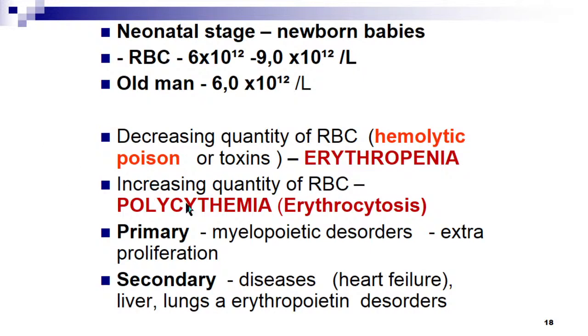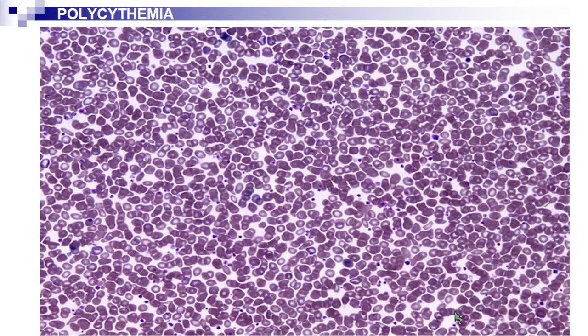Increasing the quantity of red blood cells is named polycythemia, or erythrocytosis. So we have a double variant. The first name is polycythemia, and another name, analogous, is erythrocytosis, increasing the quantity of red blood cells. This condition, polycythemia, is possibly primary if we are talking about myelopoietic disorders, extra proliferation, and secondary during diseases like heart failure, liver disease, lung disease, and erythropoietin disorders.